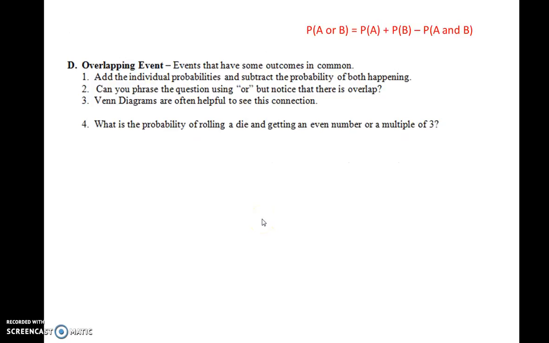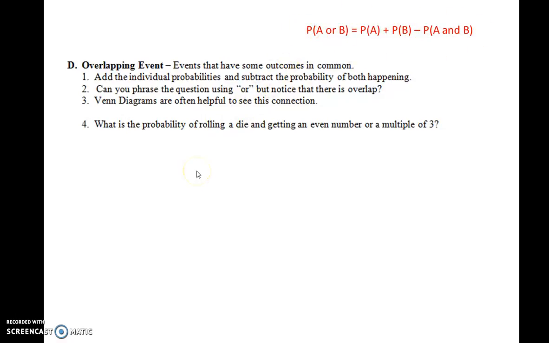Compare that to overlapping. Overlapping means that the events that we're looking at, sometimes they might have things that are actually in common. And it's going to be somewhat similar. You can still phrase it with the word or, but you have to notice that there is an overlap. You have to think through it kind of carefully. So you would still take the probability of A, add probability of B, but then we're going to take away the combined probability that you see right here. Sometimes Venn diagrams can be helpful, and you don't need to know how to do that right now. We probably would do that in class. But again, I think I would write down this phrasing right here.